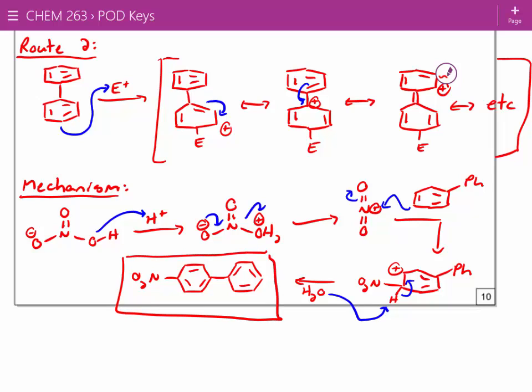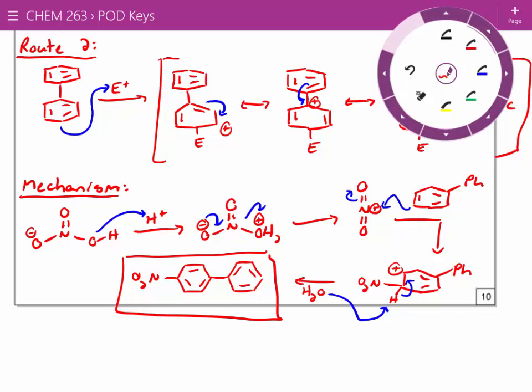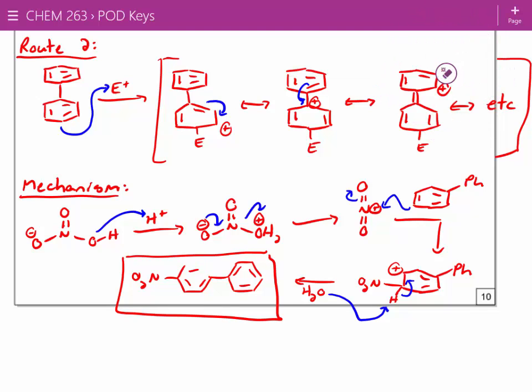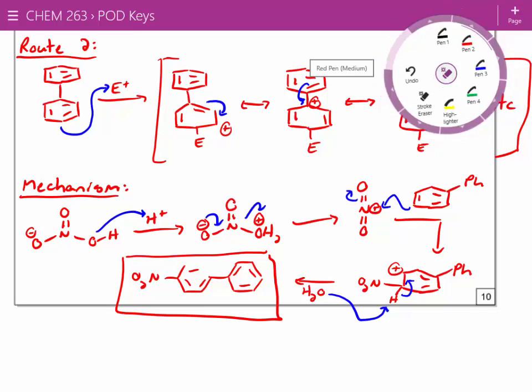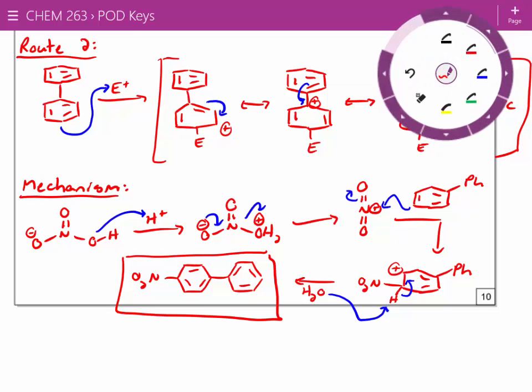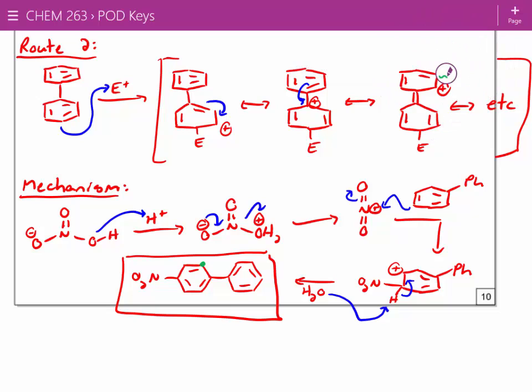All right, so the question is, what could we do if we wanted to install that nitro group over onto this position? Oh no. Does anybody have an idea for what we could do in order to get it installed in one of these green positions?